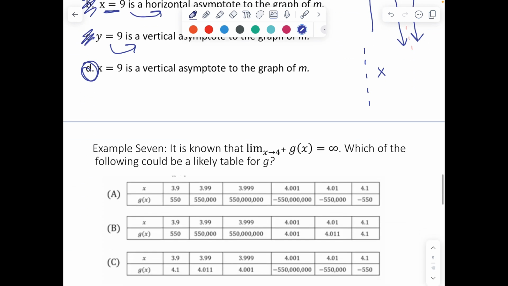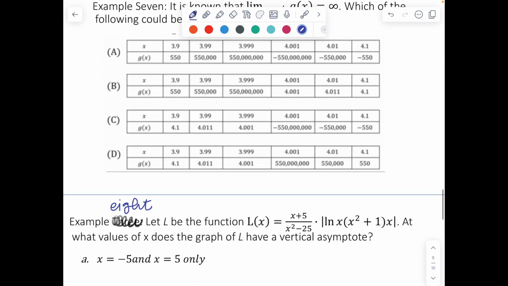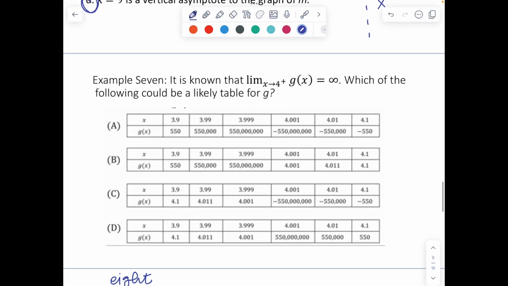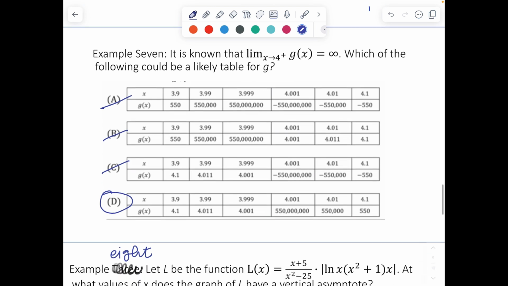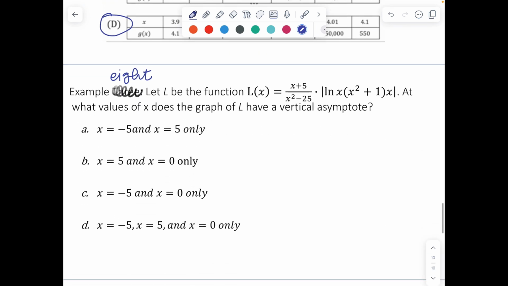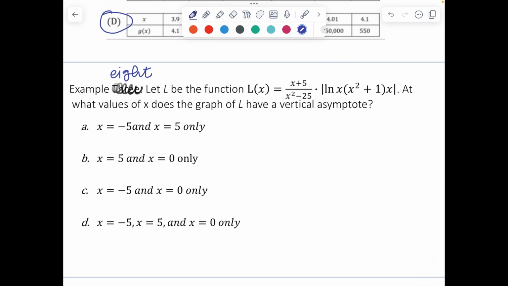Okay, the next two questions are really similar to other ones, so I want you to pause it, but I'm going to go ahead and circle the answers for you. D. And then try this one too. Pause it. This X shouldn't be here. And the answer to this one is B.